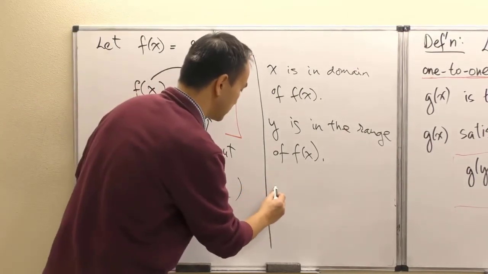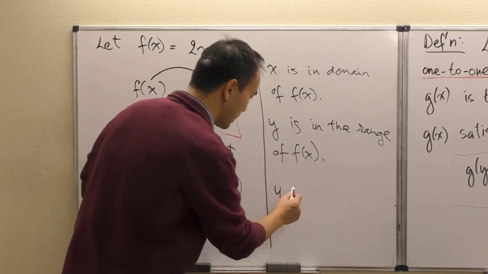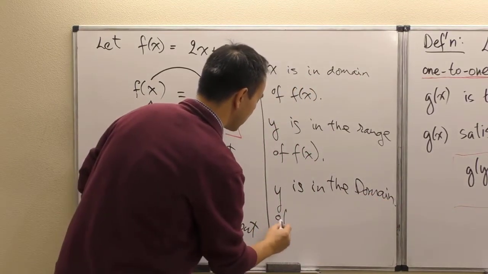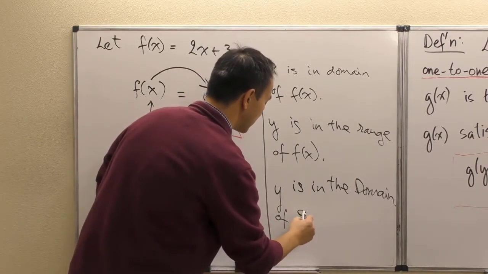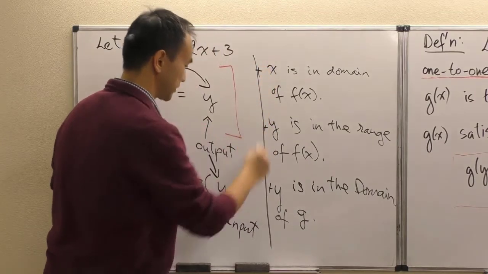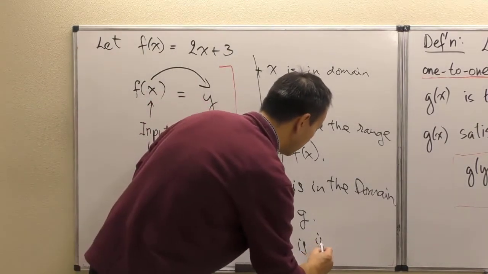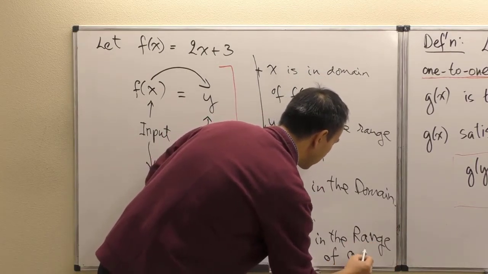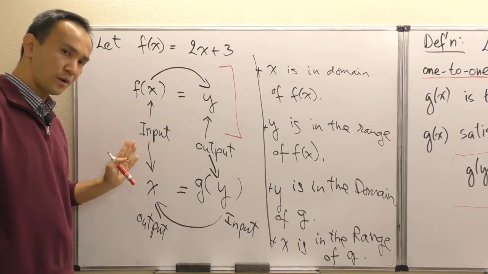And so now if f and g are inverses of each other, then the y value is in the domain of g. And then x, relative to the function g, is in the range of g. That's another thing I would like to point out right here, according to this chart.